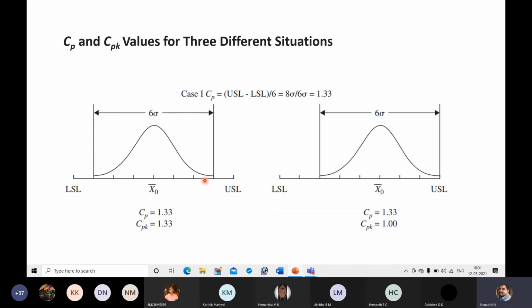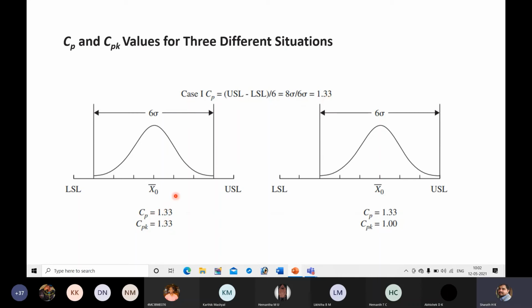Now in this example, this is the mean, or the target value: 1, 2, 3, 4 sigma. At minus 4 sigma you have the lower specification limit, and at plus 4 sigma you have the upper specification limit. So the upper specification limit is plus 4, the lower specification limit is minus 4. 4 minus of minus 4 becomes 8 sigma. 8 sigma divided by 6 sigma, you will get 1.33. So that is the Cp value.